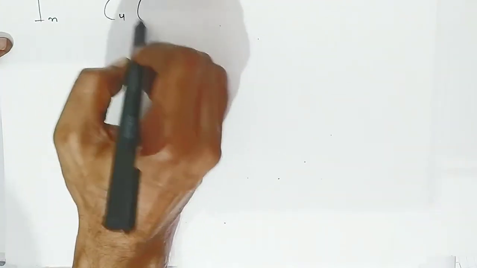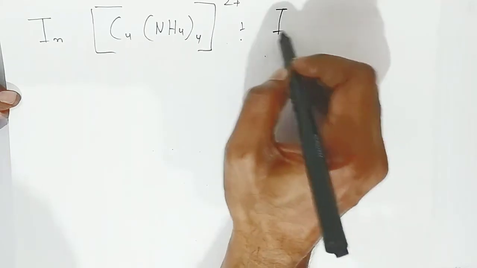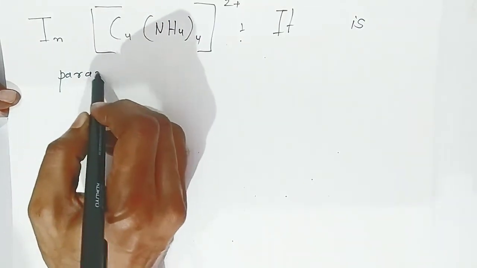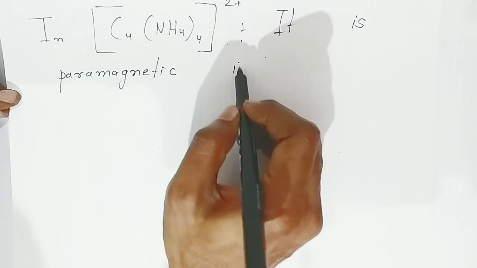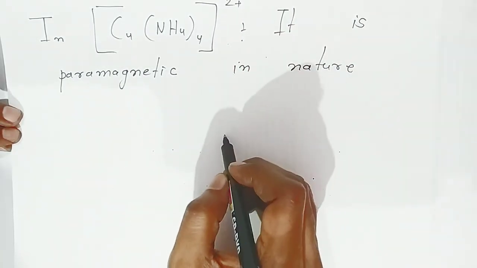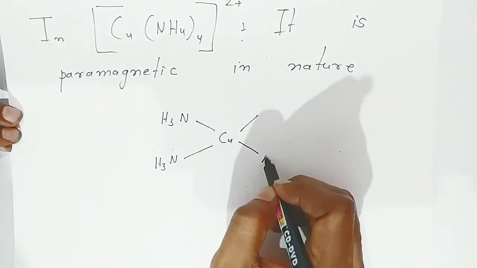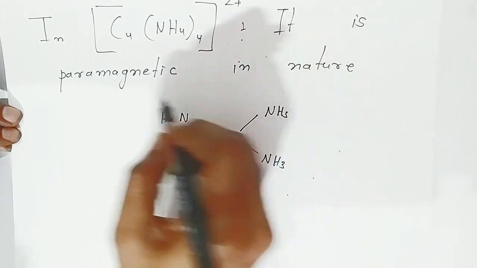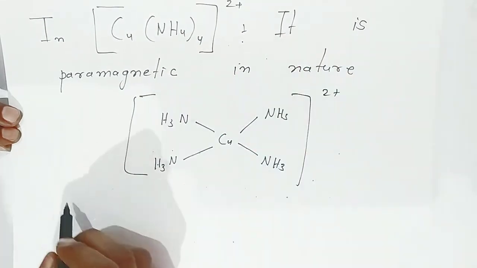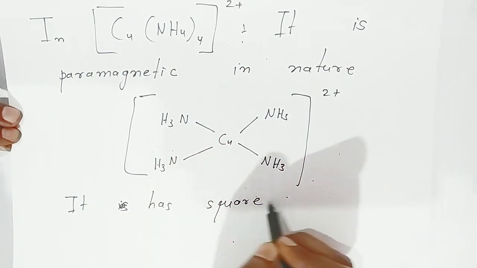Now, students, in tetraammine cuprate 2 plus, because of the unpaired electron, it is paramagnetic in nature. Now, because of dsp2 hybridization, when you write the structure, the copper will be at the center and the ammonia will be like this. Nitrogen of the ammonia is providing 2 electrons, so it is forming the complex 2 plus. So it has a square planar structure.